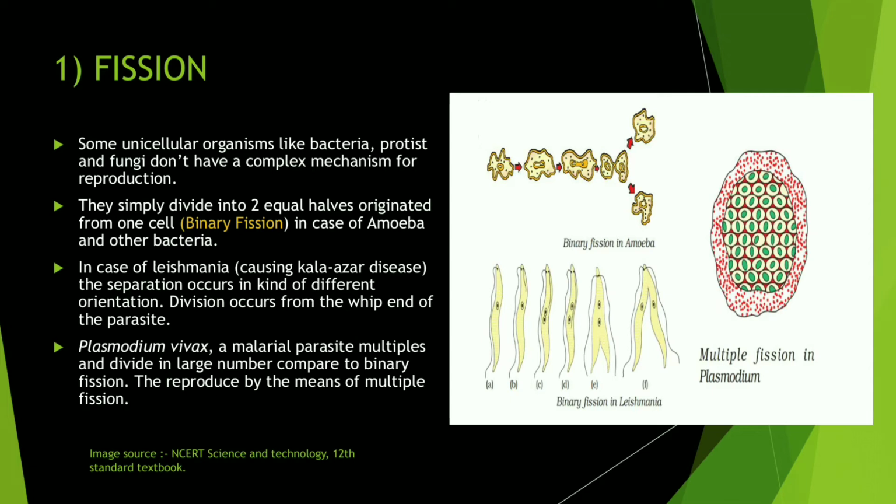Now there is also a third kind of fission, which is multiple fission. The example of multiple fission is usually seen in malarial parasites, whose scientific name is Plasmodium vivax. The whole cell forms a cyst around itself, which is a hard covering, and the cell inside it replicates until the whole cell is occupied. On favorable conditions, this cyst breaks and the whole inner cell content gets dispersed out.